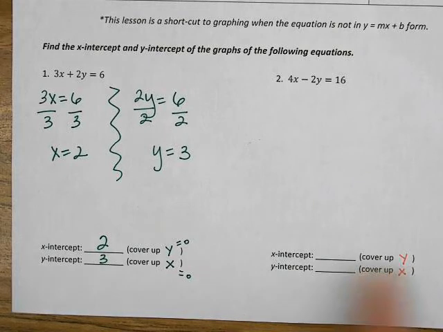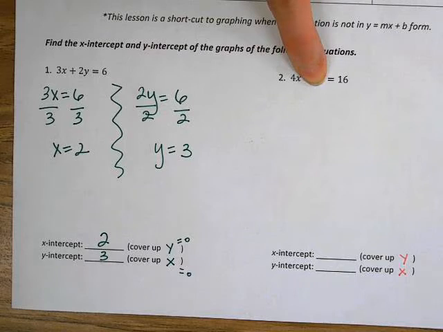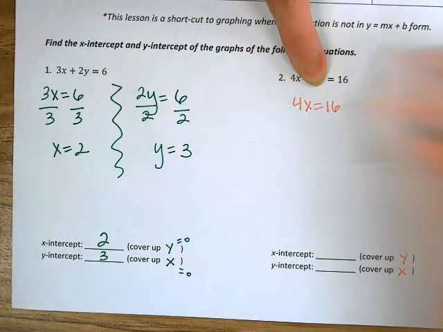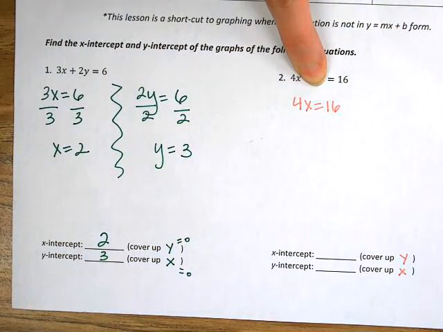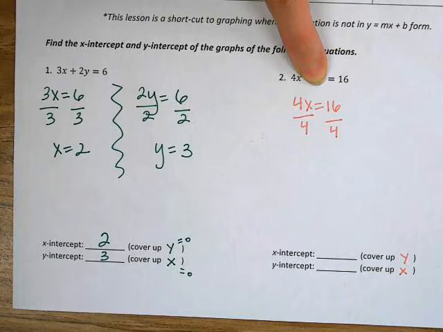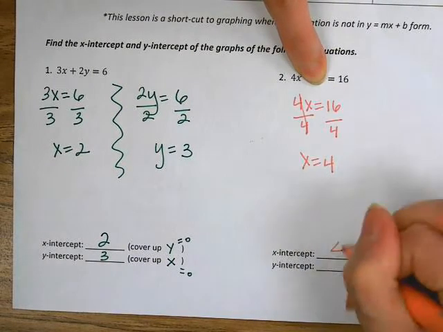So for the x-intercept, if we cover up the entire y term, we solve what's left for x. So 4x equals 16. So to solve, we just divide by 4. And it looks like x equals 4. So the x-intercept is 4.